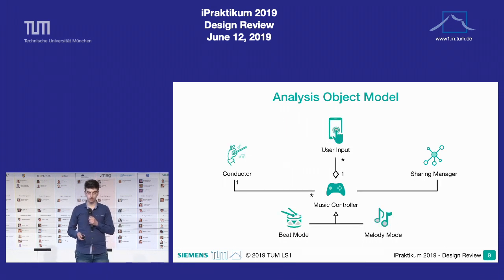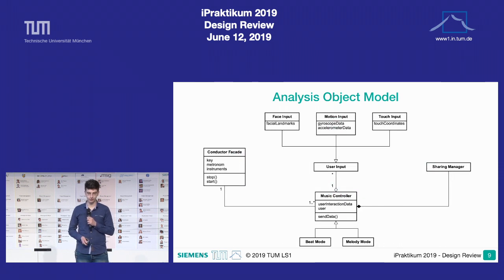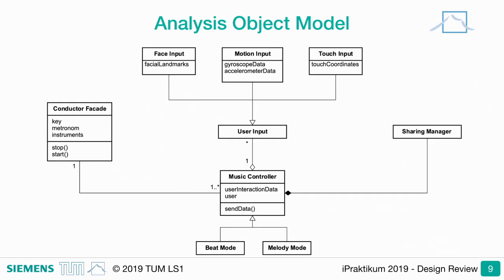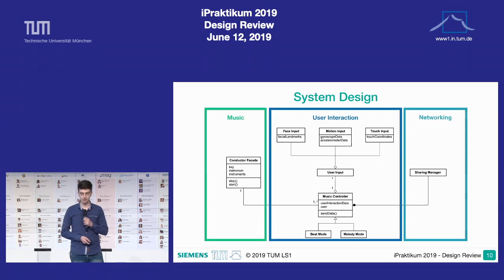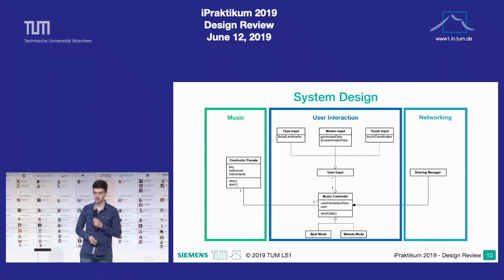In our current system, our user is represented by its own music controller, and this is our UML diagram for that. So as you can see, we have three types of user inputs. We have our face input, which captures the face landmarks, and the motion input, which captures the gyroscope data and the accelerometer data. And we have our touch input, which captures the touch coordinates on the screen. And as you can see in our conductor facade, we have our music theory related information, like the key, the metronome, and the instruments.